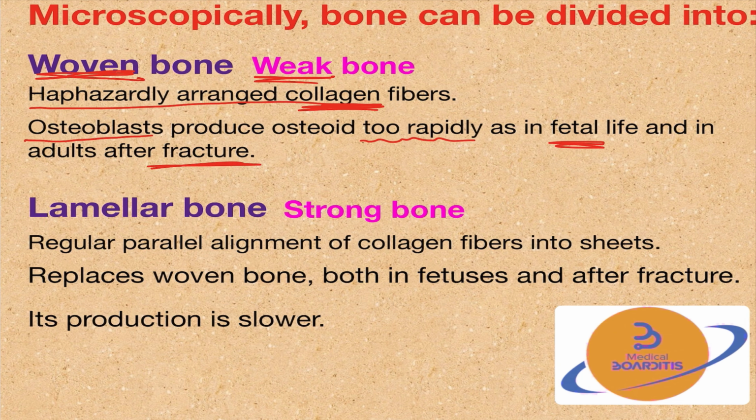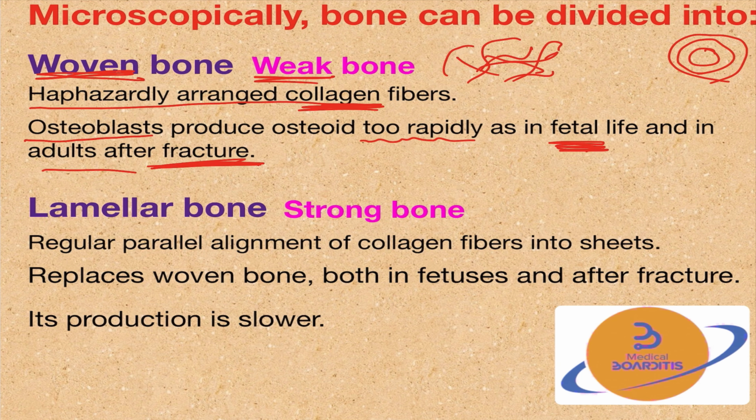Remember, I don't want you to confuse woven bone with trabecular bone. Trabecular bone is made of regularly laid concentric lamellae, while in woven bone, the collagen itself is haphazardly arranged. So it's a very weak bone. It's present in fetuses and in adults after fracture, and it's going to be replaced later with the lamellar bone.